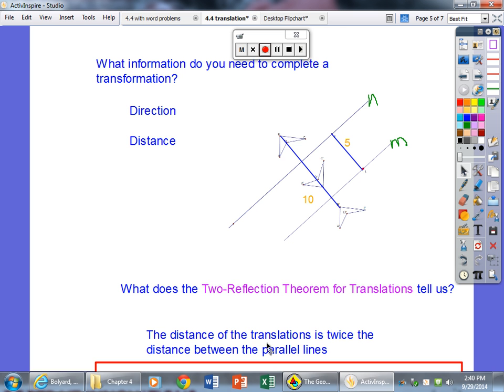So the distance of a translation is twice the distance between the two parallel lines, and that's what the two-reflection theorem for translations tells us: if we measure this distance and double it, that's how far we're going to slide it. So the second thing we need to know is what direction we are going to slide it.